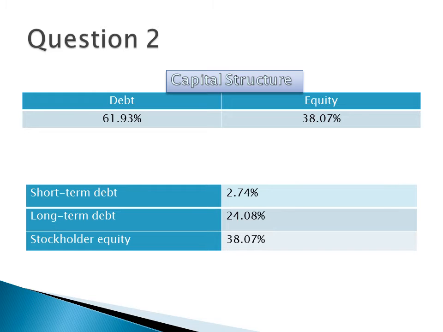AT&T has 38.07% of its capital structure financed by equity, while using the other 61.93% financed by debt. Its short-term debt represented 2.74%. Its long-term debt represented 24.08%. And its stockholder equity represented 38.07%.